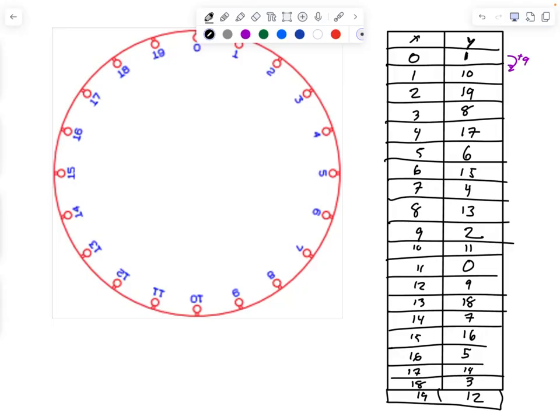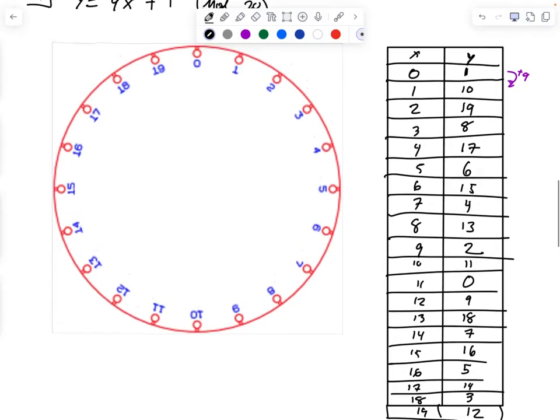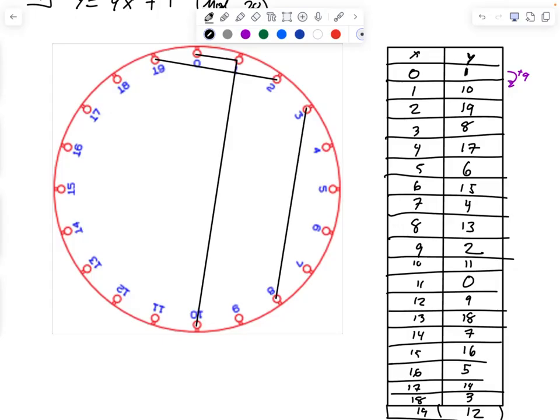12, 9. You can see that pattern already showing. 13, 18. 14, 7. 15, 16. 16, 5. 17, 14. 18, 3. And 19, 12.